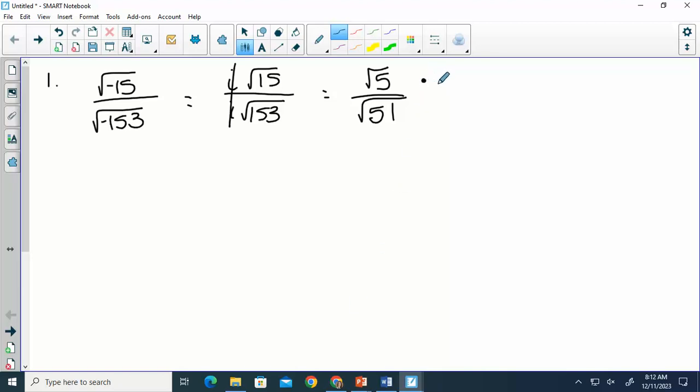Have to get the radical off the bottom. So we multiply top and bottom by radical 51. So we get radical 255 over radical 51 times radical 51, which is just 51. So you would check to see if you can break down radical 255, but you cannot. No perfect squares go into it. So that is our final answer.